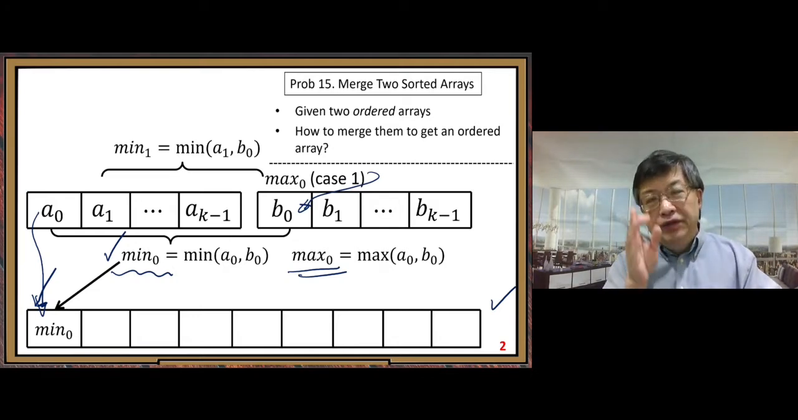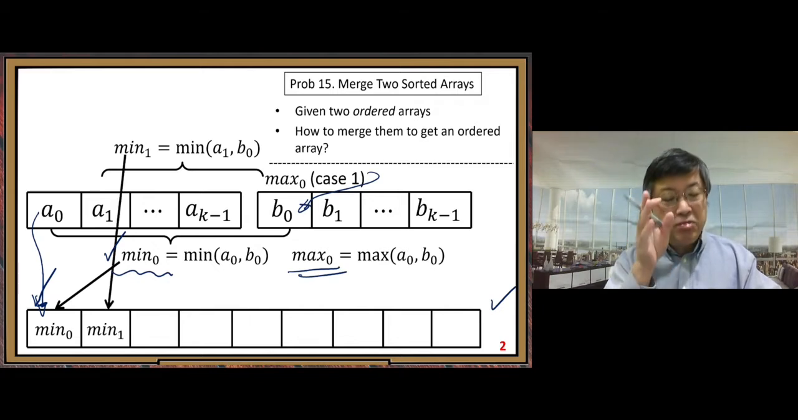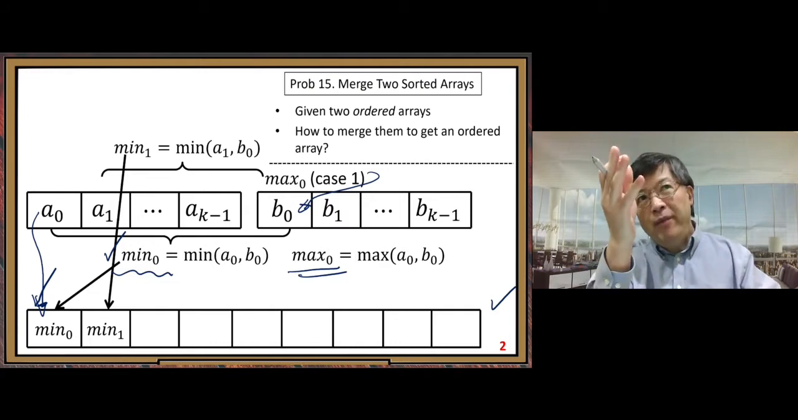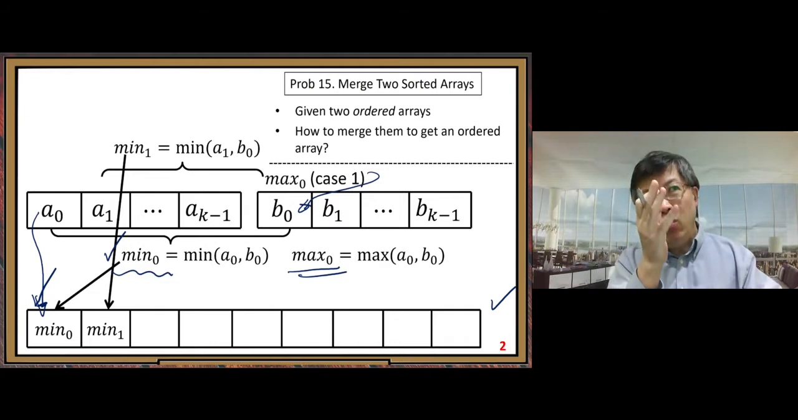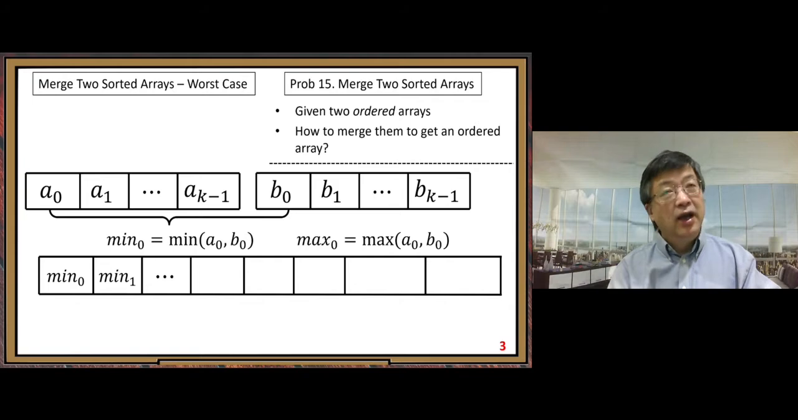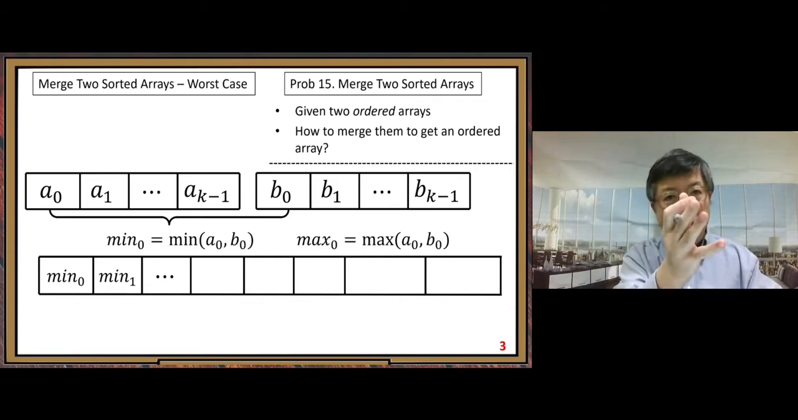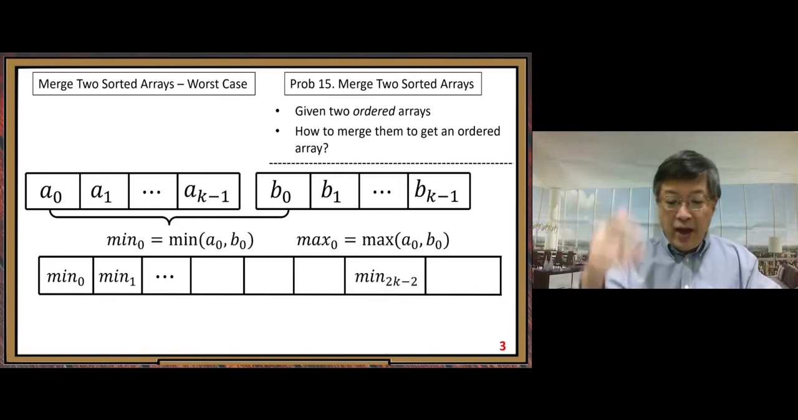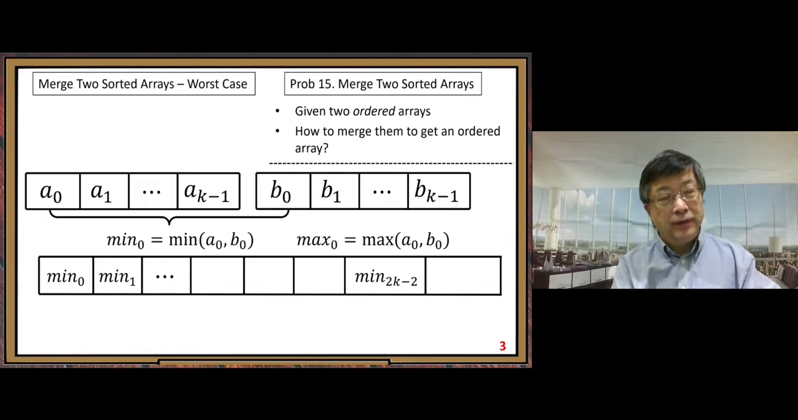After this comparison, we know we can place min 1 in place. So with one more comparison, we can put one more element in place, and so on. We keep doing things like this. Every time, one comparison results in one element in place. Adding up, then the next to last one, we put in place.